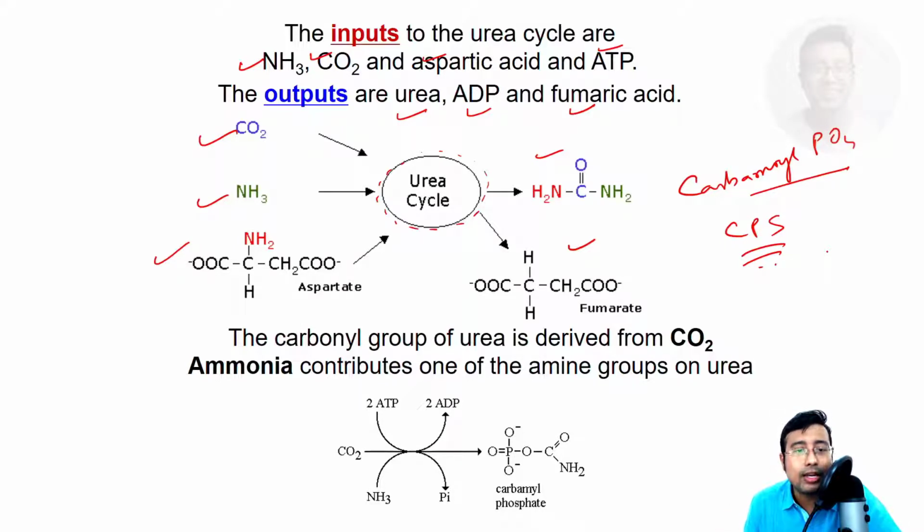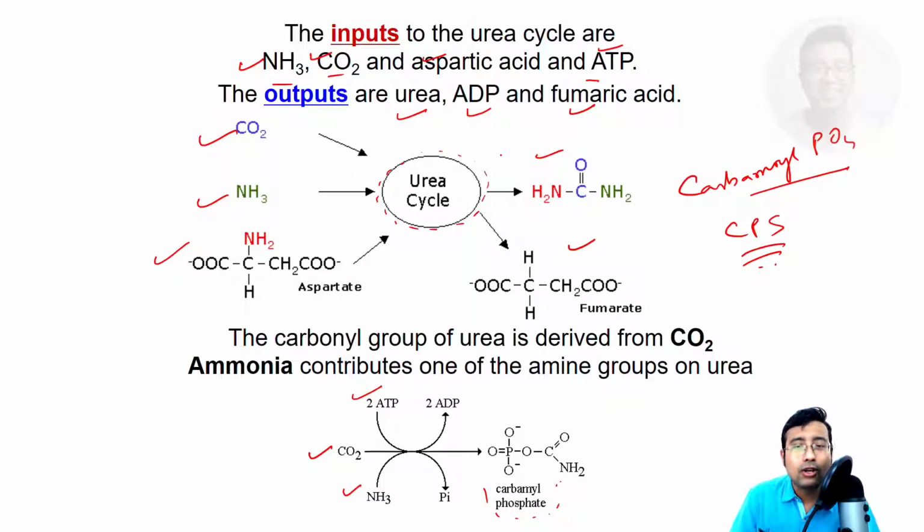What does it do? It utilizes carbon dioxide, ammonia and ATP to form carbamoyl phosphate. You see, the majority of the ingredients that are coming in as input are actually grabbed in step 1 only, right? Only aspartate will get in at an intermediate step. So ATP, carbon dioxide and ammonia lead to the formation of carbamoyl phosphate, and the enzyme is carbamoyl phosphate synthetase.